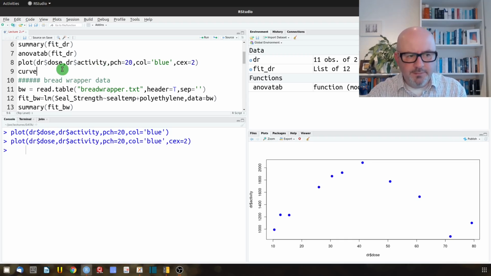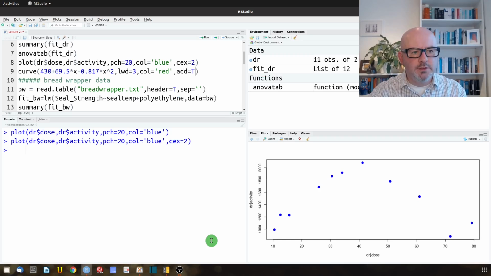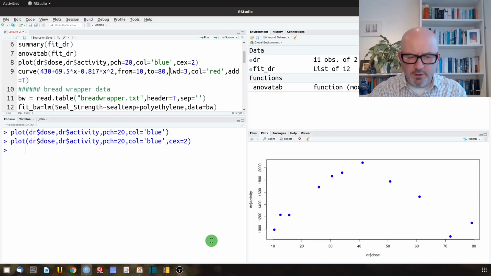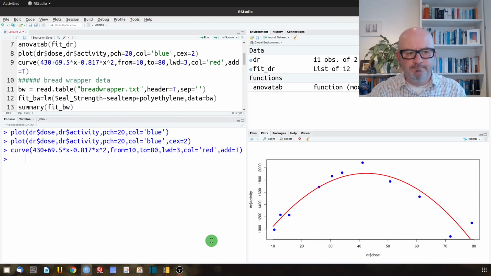And then I'll add my curve. So it's a curve, it's 430 plus 69.5 times x minus 0.817 times x squared. I'll make it a reasonably thick line. The color will be the usual red that we use. And of course, importantly, we add it to the current plot window. Oh yes, from and to. From 10 to 80. I have to tell it the range across which I want to do the curve sketch. There we go.